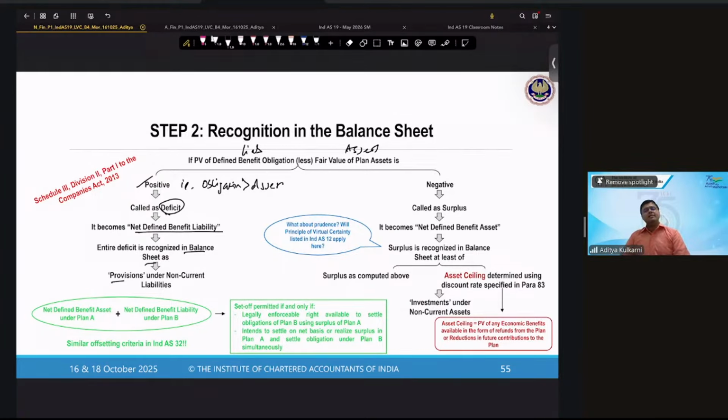Why do we call it a provision? Why do we not call it a liability? Provision और liability में क्या फर्क है? Can anybody tell me what is the difference between a provision and a liability?